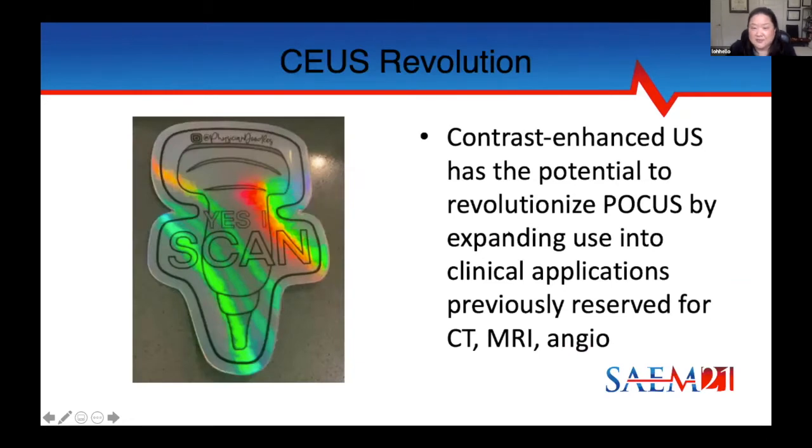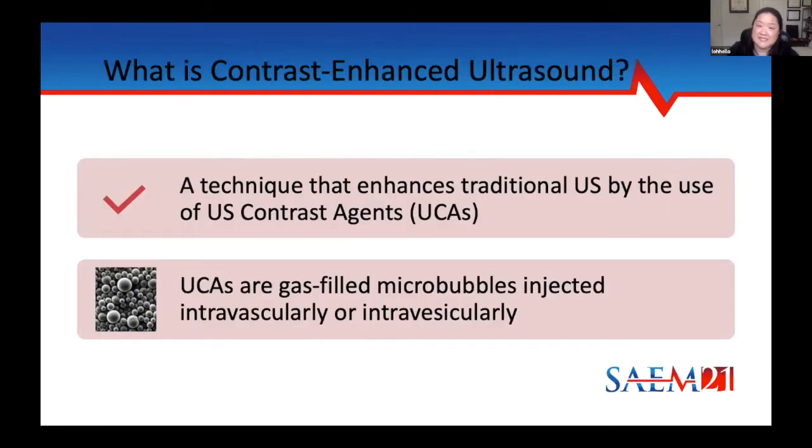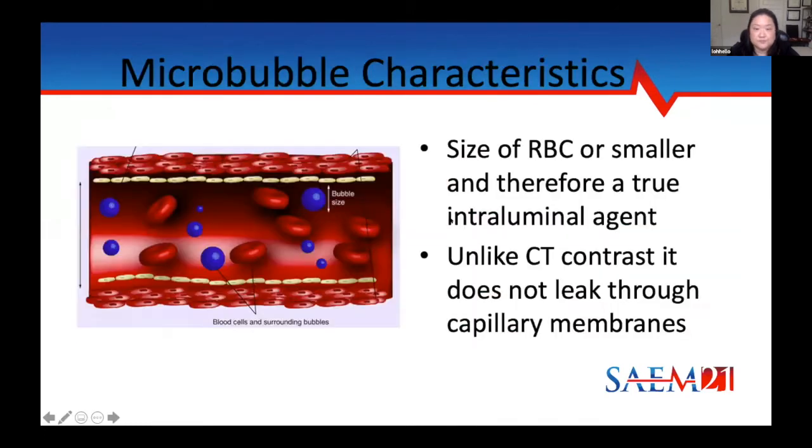Contrast enhanced ultrasound has the potential to revolutionize POCUS by expanding use into clinical applications previously reserved for CT, MRI, and angio. So what exactly is contrast enhanced ultrasound? It's a technique that enhances traditional ultrasound by the use of ultrasound contrast agents. These ultrasound contrast agents are gas-filled microbubbles injected intravascularly or intravesicularly. Microbubbles are the size of a red blood cell or smaller, and therefore a true intraluminal agent. Unlike CT contrast, they do not leak from capillary membranes.